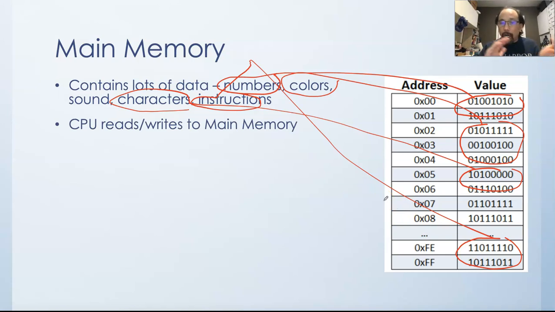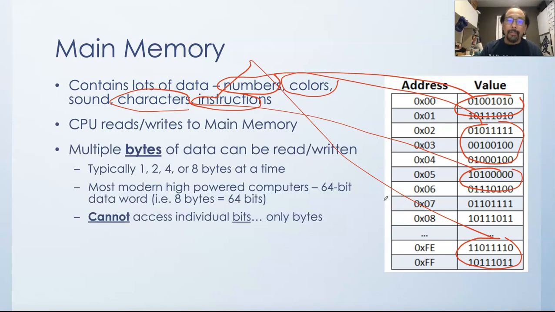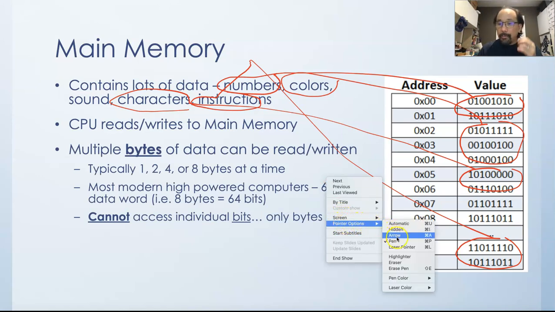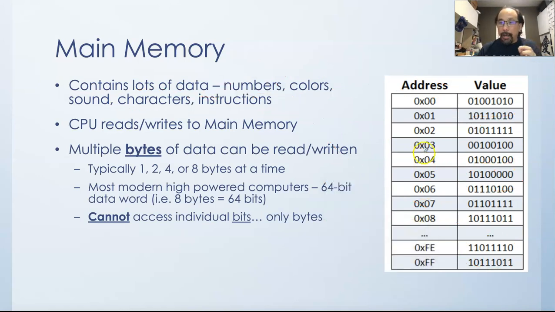So the CPU is constantly reading and writing to main memory. And when it does that, it always writes in byte chunks. Computers don't write to individual bits, but instead read and write entire chunks, entire bytes. Commonly, computers will access multiple bytes, 8 bytes, 64-bit chunks, all at the same time.